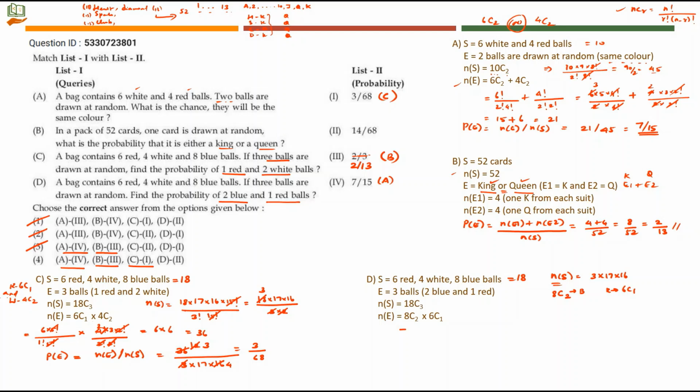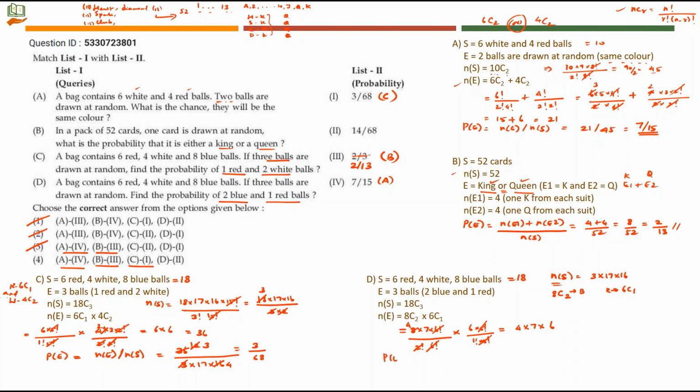Let's go for 8C2. 8 into 7 into 6 factorial divided by 2 factorial into 6 factorial, 8 minus 2. So 6 and 6 will get cancelled into 6 into 5 factorial. We have 1 factorial into 5 factorial. So these two will get cancelled. What about 2? This will be 4. 4 into 7 into 6 will be there as it is.